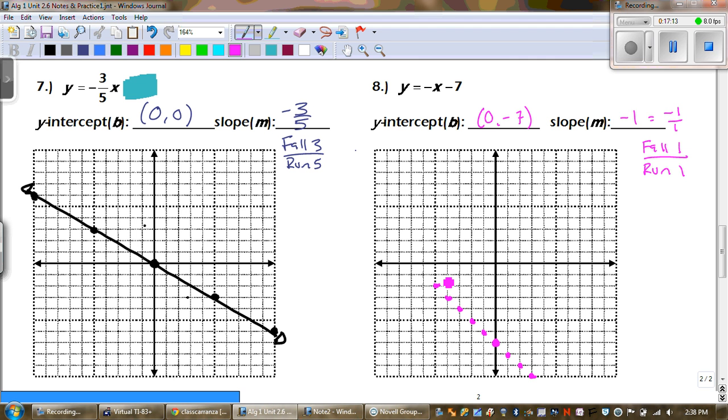Now you can continue it the entire way. I'm getting kind of tired of drawing all those dots. But when you draw your line, you should be going through those. Okay? All right.